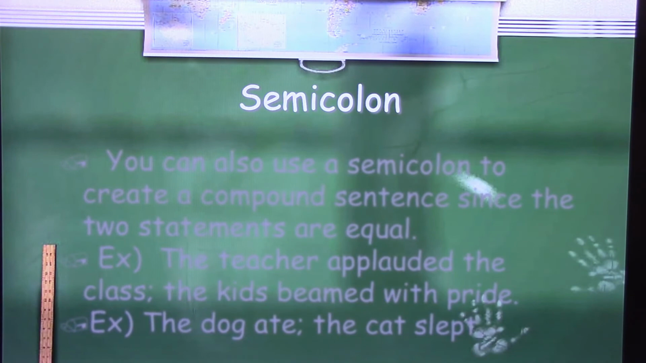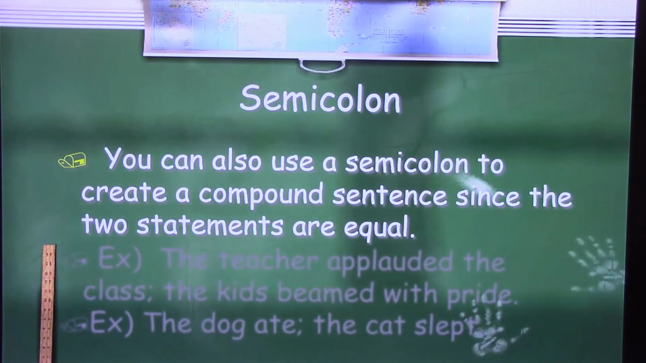A semicolon. You remember punctuation? We've got a colon, a semicolon, question mark, full stop, exclamation mark, so many signs that we're using in punctuation. Now, a semicolon is one of the punctuation marks. We may also use them to formulate a compound sentence. How is it used? Look at that. You can also use a semicolon to create a compound sentence since the two statements are equal.